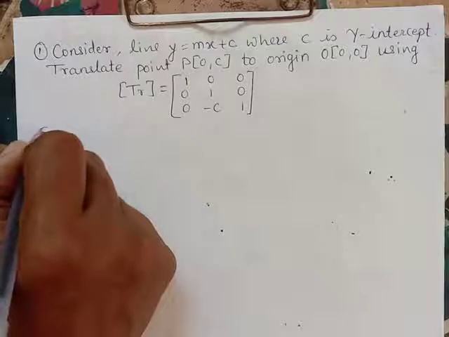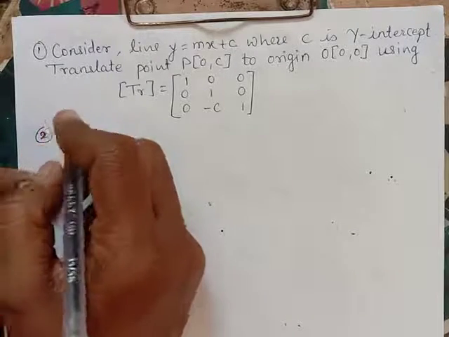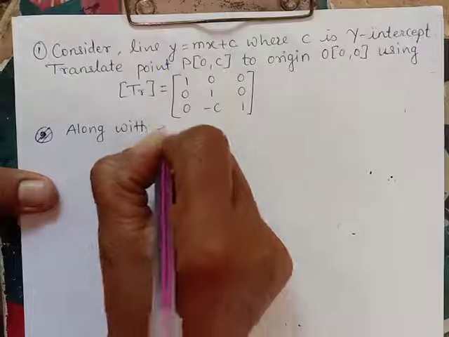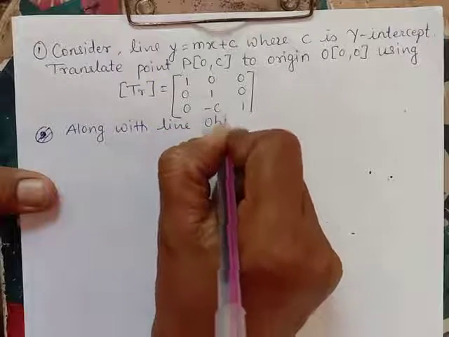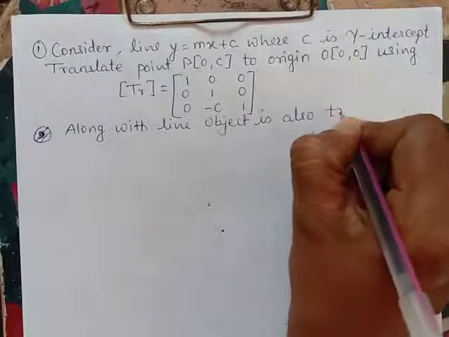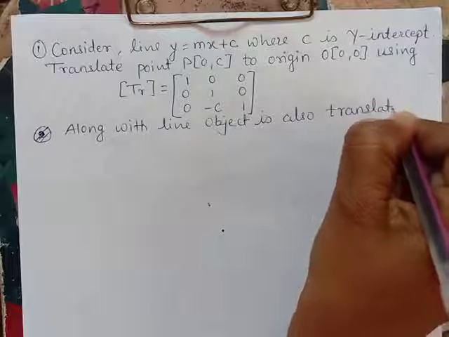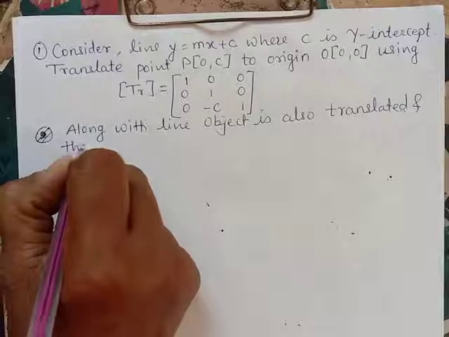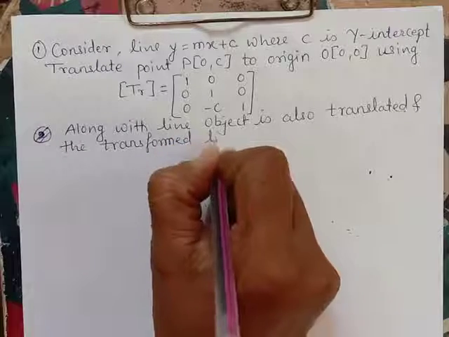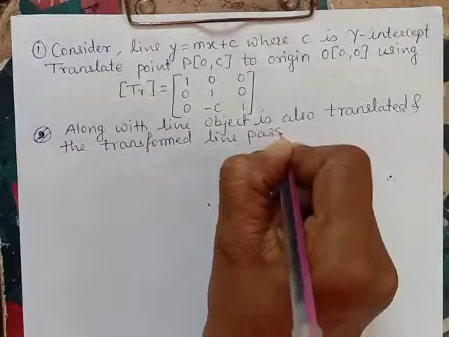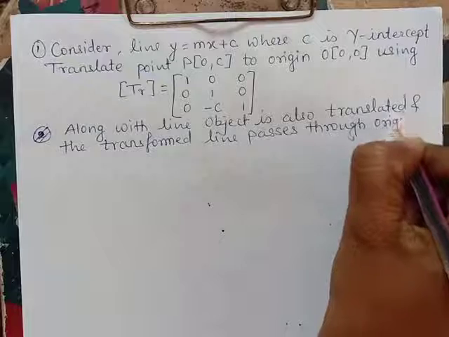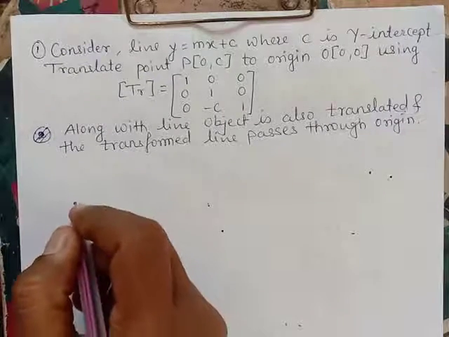Okay. Second, or before that, along with line, object is also translated, and the transformed line passes through origin. Transformed line passes through origin.